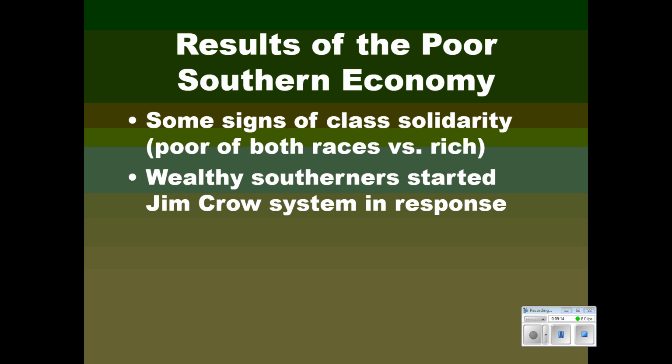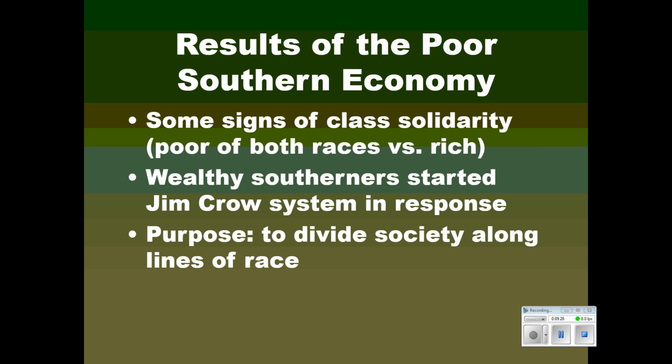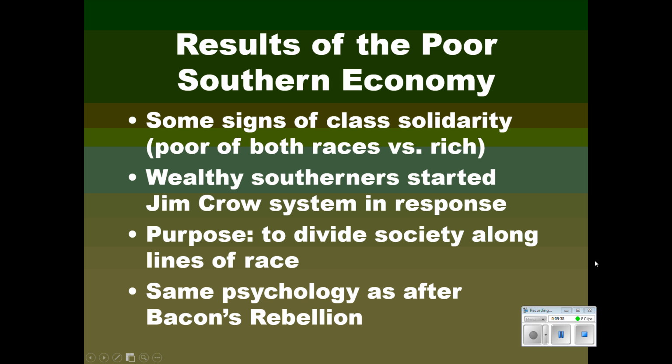This was one of the major causes of what was called the Jim Crow system, a system of legal segregation. That, again, is a topic in itself that we will discuss at another time. The purpose here clearly was to divide society along lines of race. If you remember from the colonial period, the very same pattern showed up in the late 17th century after Bacon's Rebellion.